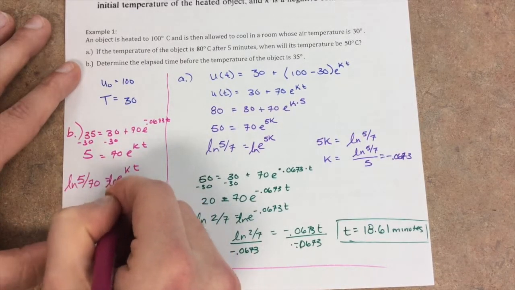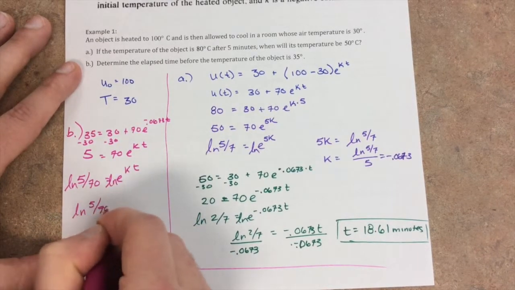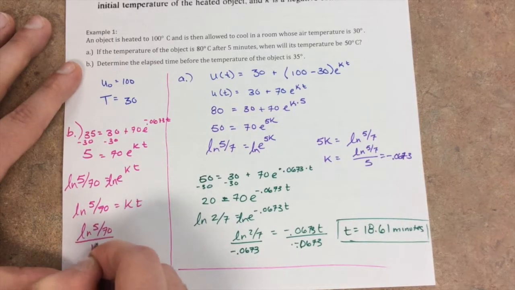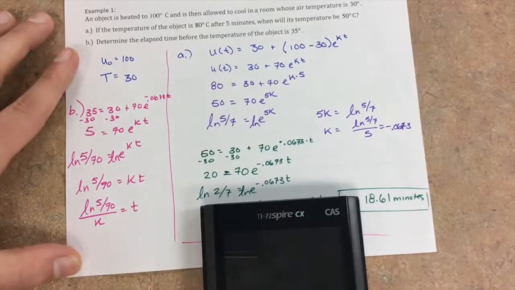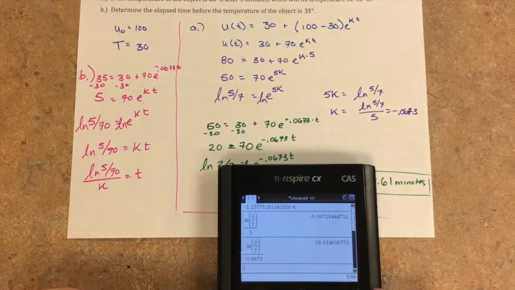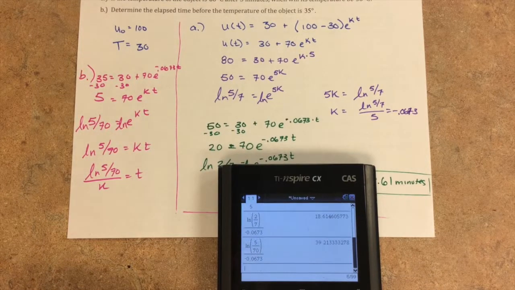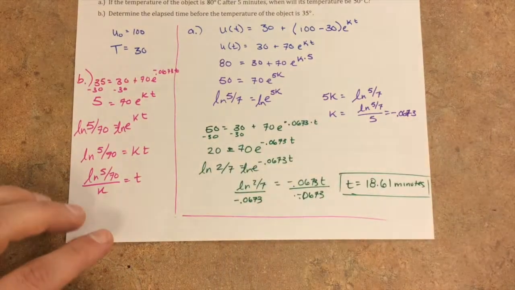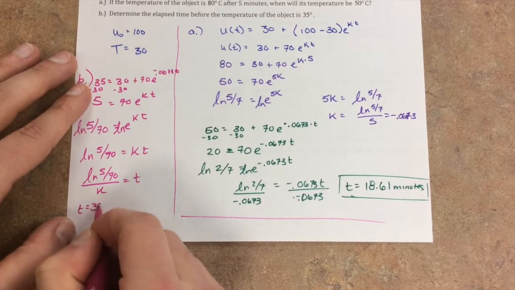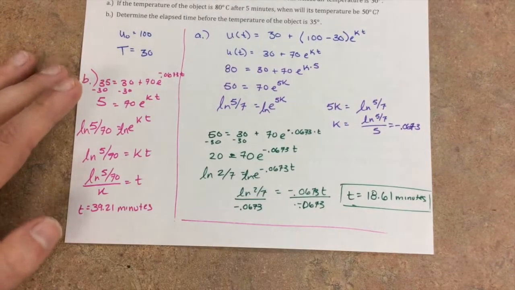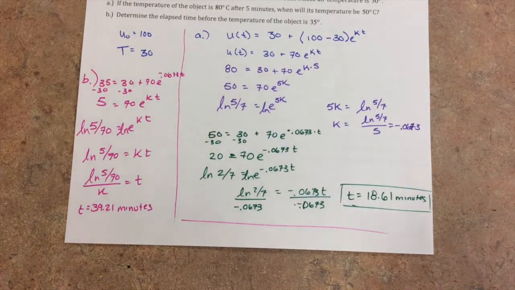So we have 5 over 70 equals e to the kt. Take the natural log of both sides. So I have ln of 5 over 70 equals kt. So ln of 5/70 over k equals t. Okay, so just to save myself some time, I'm going to hit Enter. The top value is 5. Bottom value is 70 over our approximate k value. Hit Control Enter. I get 39.21 minutes. So it takes 39.21 minutes to cool down from 100 degrees Celsius to 35 degrees Celsius, so almost room temperature.